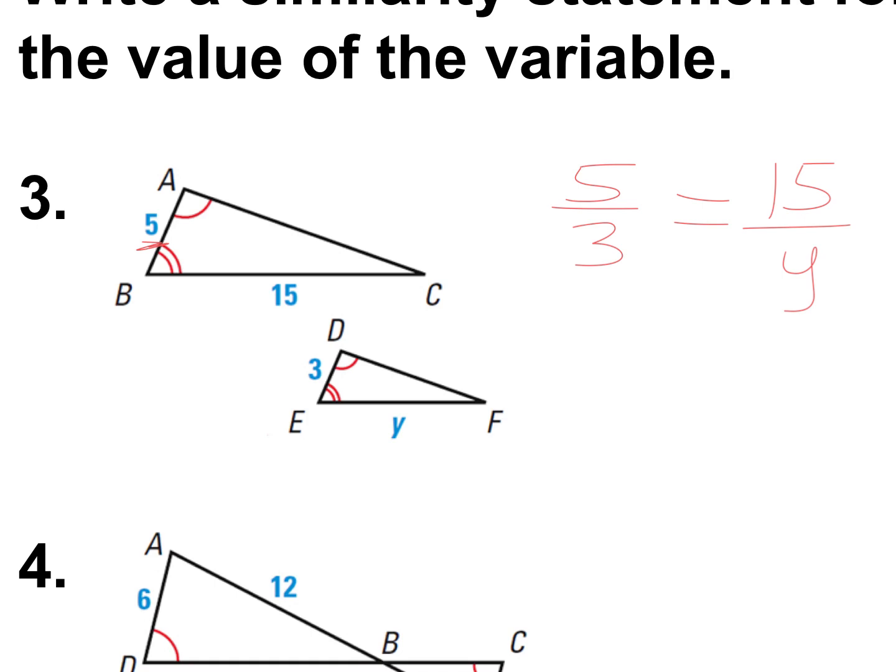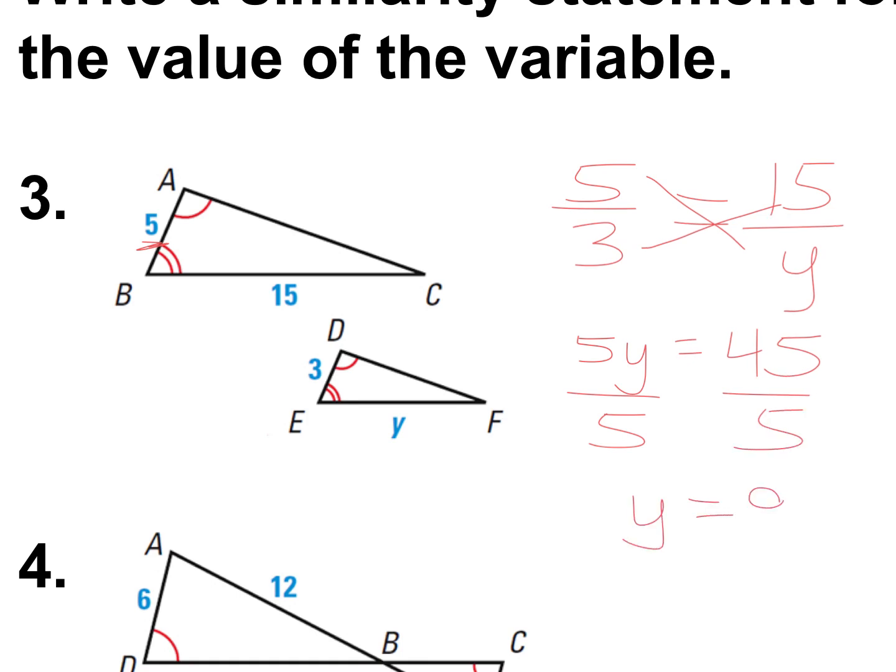Cross multiplication. Yep. So we have 5 times y, 5y equals 45. 5y, and then 3 times 15 is 45. Divide by 5. Last step we do is divide by 5. So we get y equals 9. And that's it. So on these, we're just finding the missing sides. Okay?